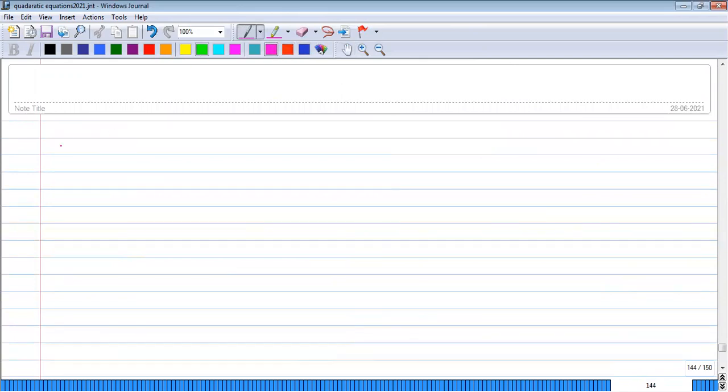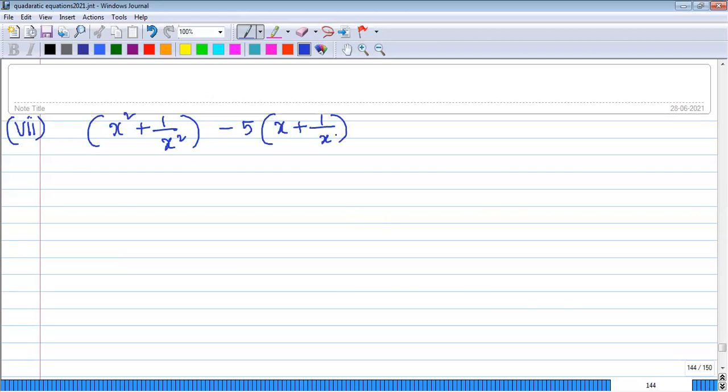Next, seventh question: x² + 1/x² minus 5 times (x + 1/x) plus 6 equals to 0, where x does not equal 0. So we need to solve this one.